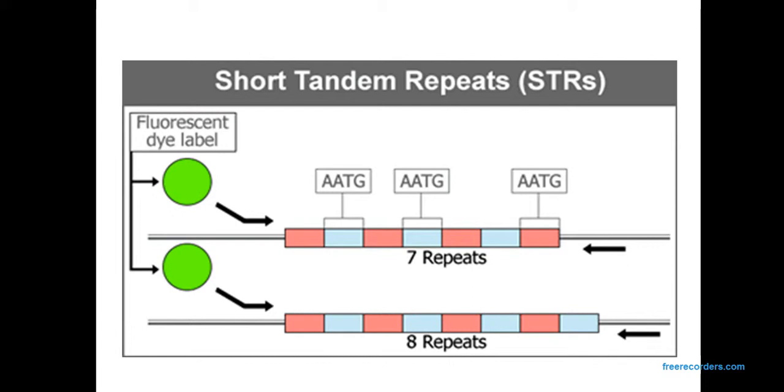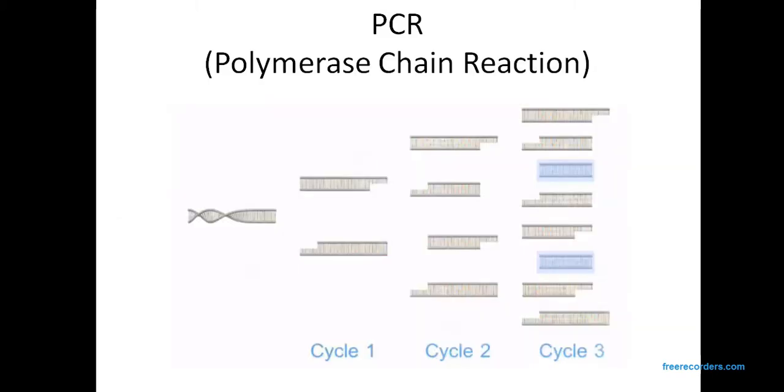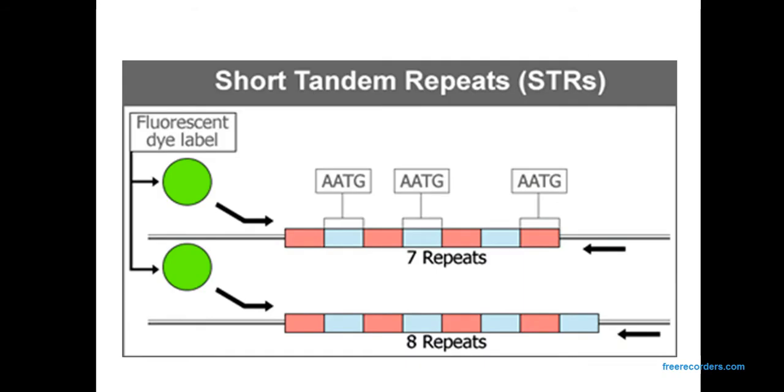So STR, or short tandem repeats, requires at least 6 to 12 repeats in which the patterns found in the DNA are repeated or photocopied through amplification of PCR. This stands for polymerase chain reaction. So because of polymerase chain reaction, it could be used on any piece of DNA, no matter how small.